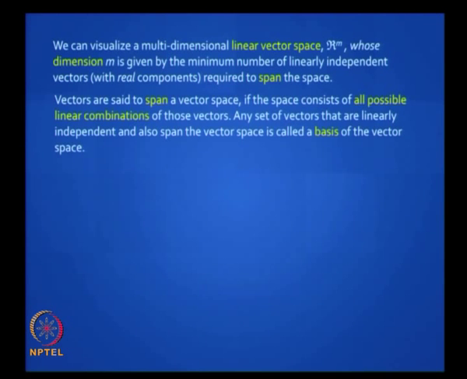Vectors are said to span a vector space if the space consists of all possible linear combinations of those vectors. So, you should be able to capture any vector in that space with the help of your linearly independent vectors, and any set of vectors that are linearly independent and also span the vector space is called a basis of the vector space. What is the simplest basis that we use in physics, for example?